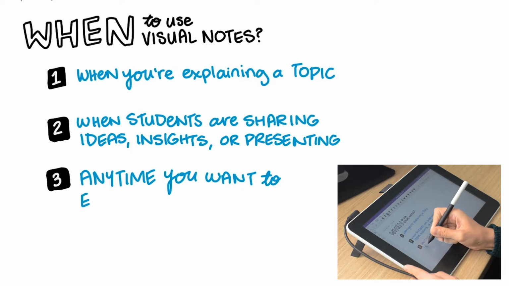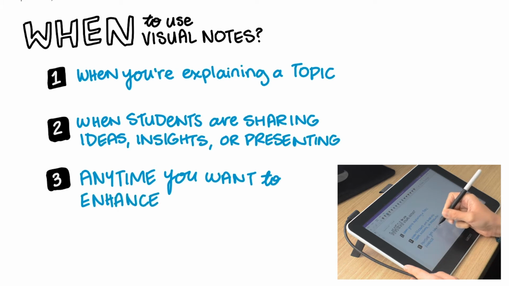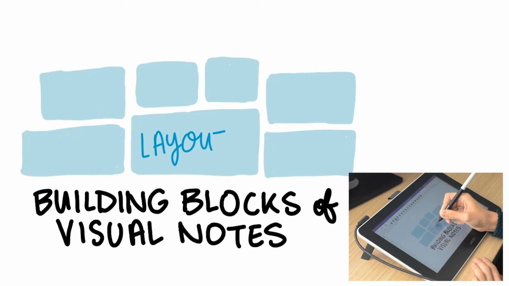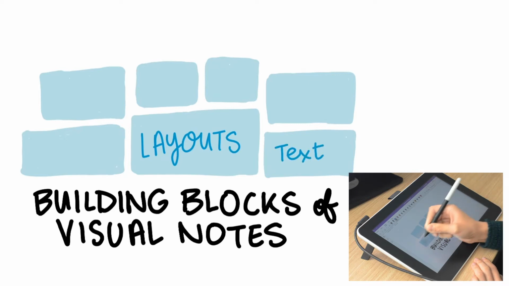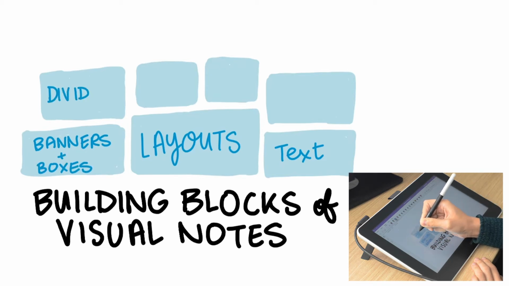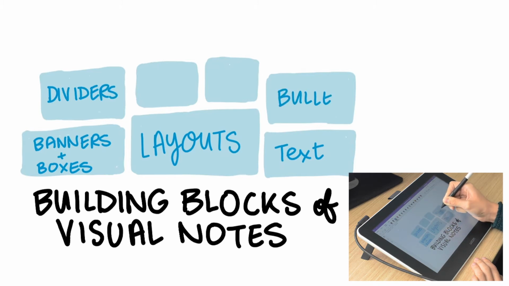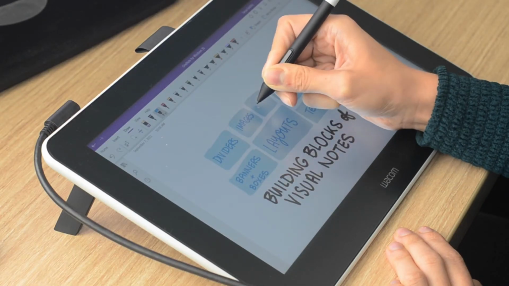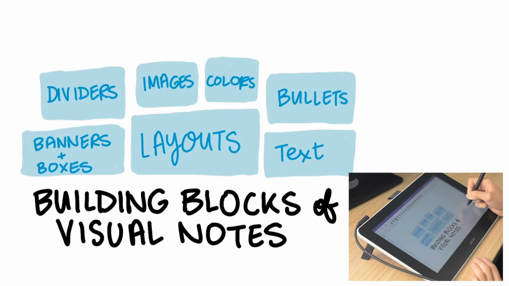We can use visual notes in almost any classroom setting, such as explaining a topic or when students are sharing ideas, insights, or presenting. Pretty much any time you want to enhance learning. And there are a few basic building blocks of visual notes. Layouts are core to visual notes. Other components include text, banners and boxes, dividers, bullets, images, and colors. You'll be a visual note-taking superhero if you have a basic understanding of these.